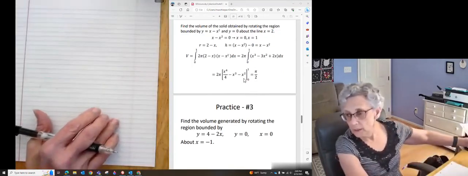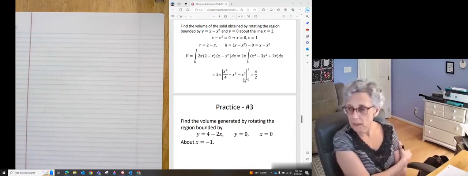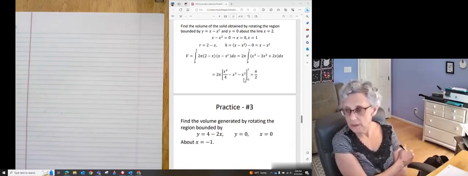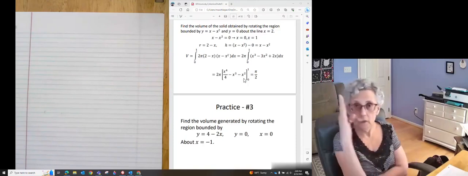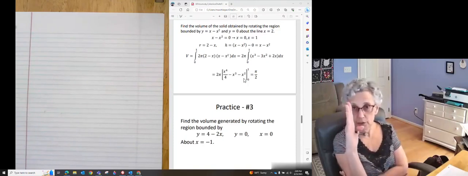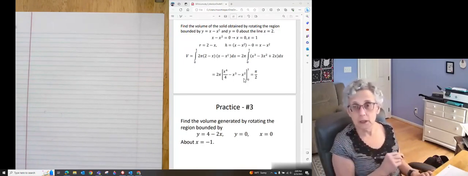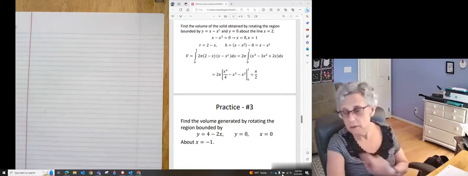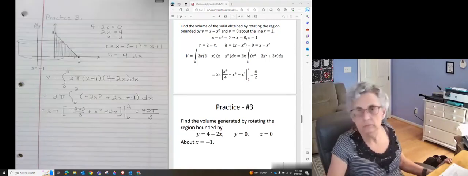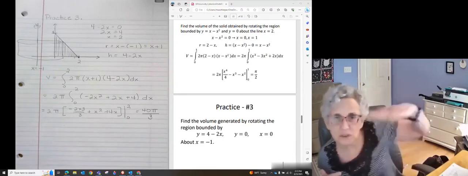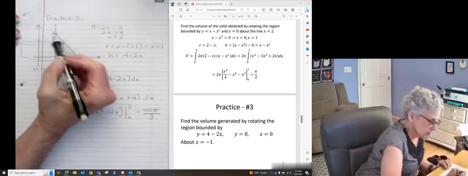So find the volume generated by rotating the region bounded by y equals 4 minus 2x, y equals 0, x equals 0, about x equals negative 1. So again, x equals negative 1 is a vertical line, so you know you're going to be integrating with respect to x. Take a minute, draw a picture, figure it out. You can do it. So this one kind of looks like a cone with the top cut off of it, but it's solid here at the corners.